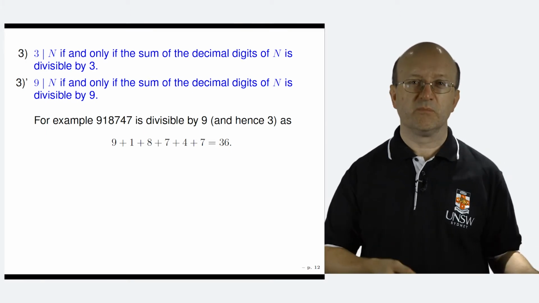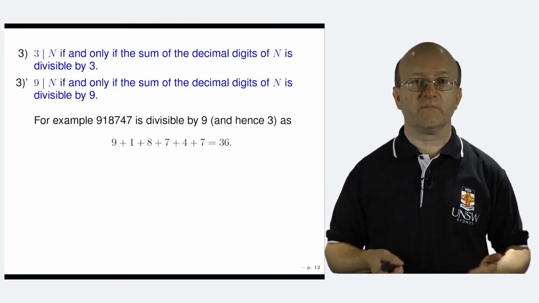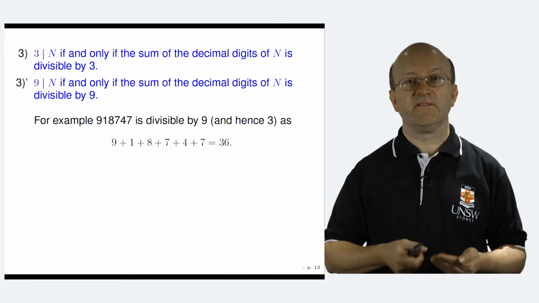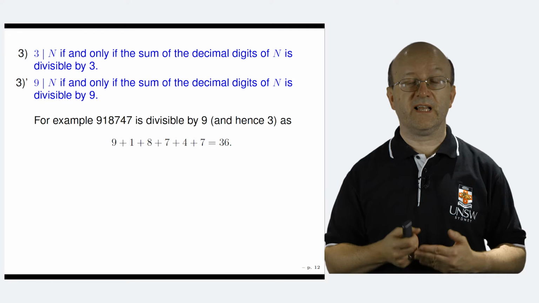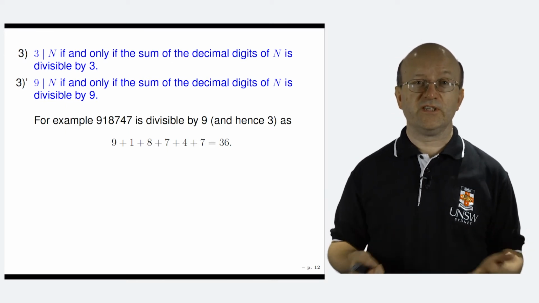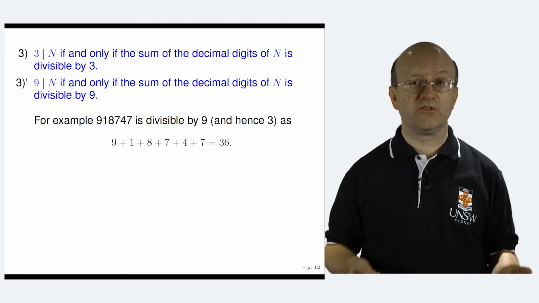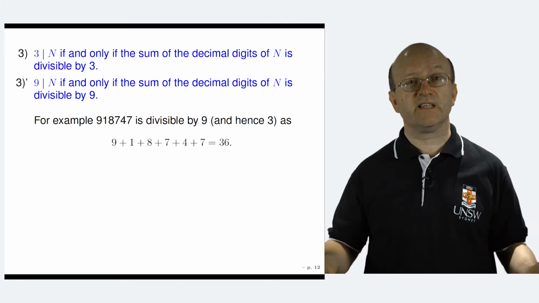Now, here's an example, 918747, that's divisible by 9. Of course, if it's divisible by 9, it must be divisible by 3, because 9 plus 1 plus 8 plus 7 plus 4 plus 7, you add it all up, it's 36. And you all ought to know that 36 is divisible by 9, and clearly by 3. In fact, if you weren't sure whether 36 were divisible by 9, you could add the digits 3 and 6 together, and you get 9, which is clearly divisible by 9. So you can repeat the test if necessary.